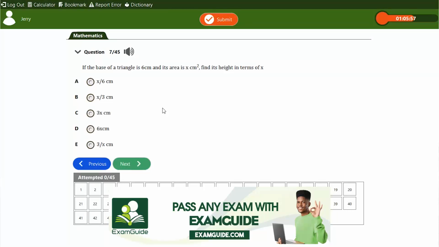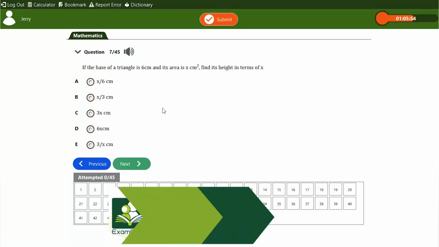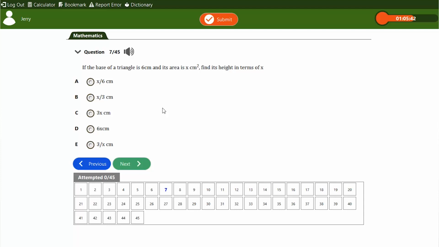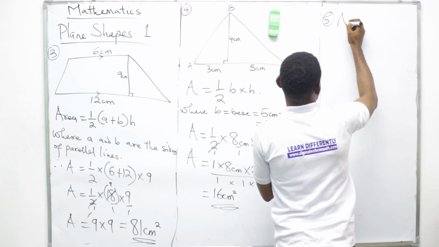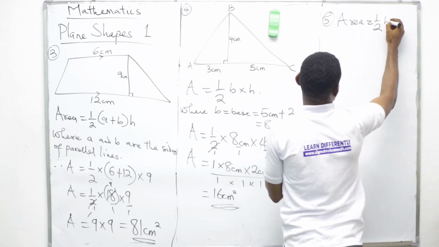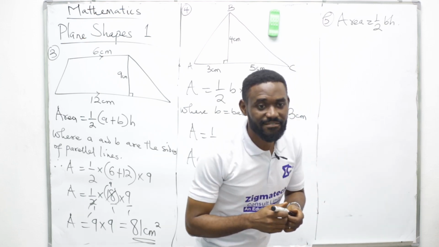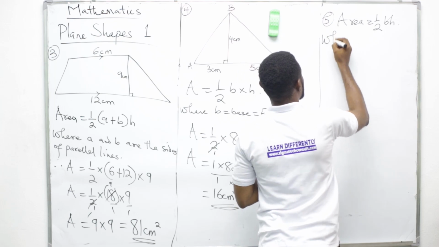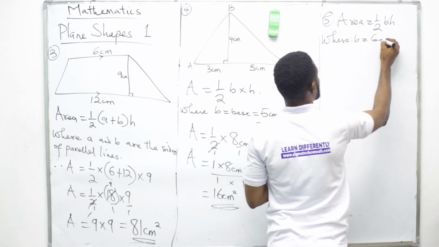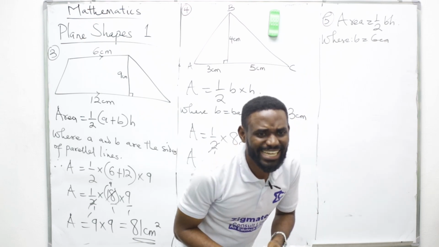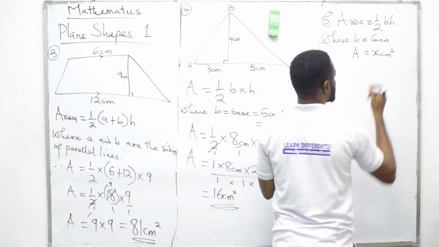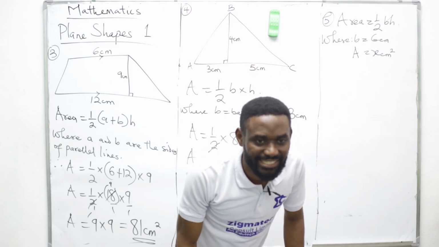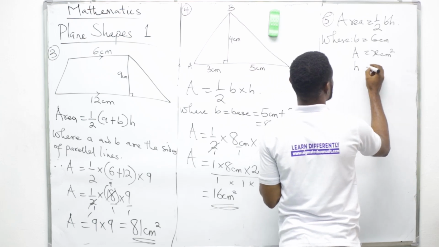These are some of the questions that may be quite confusing for some students. So we said if the base of a triangle is 6 cm and its area is x cm squared. So this question 5 is also an area question. So area is equal to 1 over 2 base times height. So they are saying the base is 6 cm, so B is equal to 6 cm, and its area A is equal to x cm squared. Find its height in terms of x. So they say we should find h.